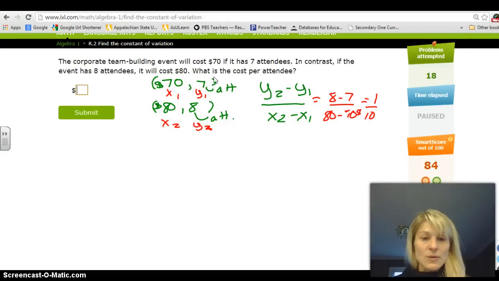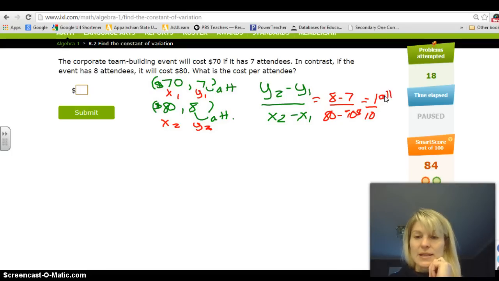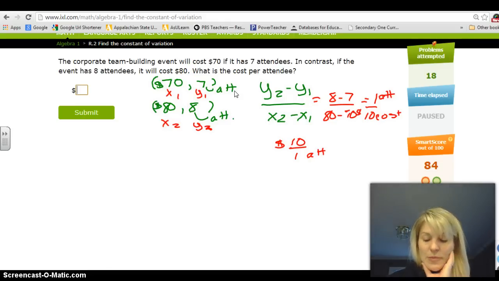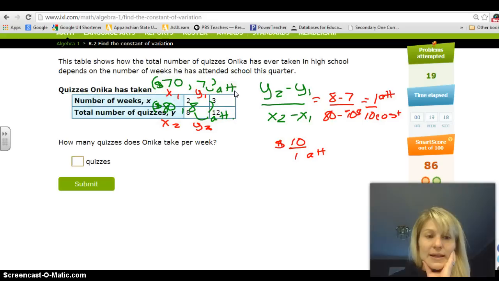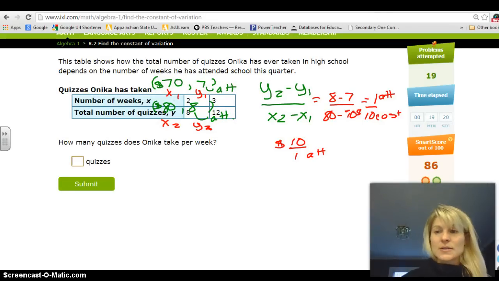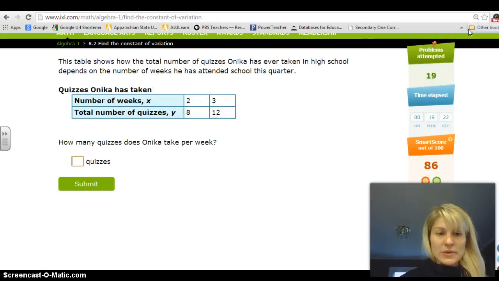Now this is asking what is the cost per attendee. So I actually probably should have written that the other way, because this is the attendee, and then this is the cost. So I'm going to go ahead and flip that around. So $10 for every one attendee. And it's fine, because I could have reordered it that way. So then I would just put my answer as 10 here. And that's right, okay? So let's look at one more example, and then we'll be done here.